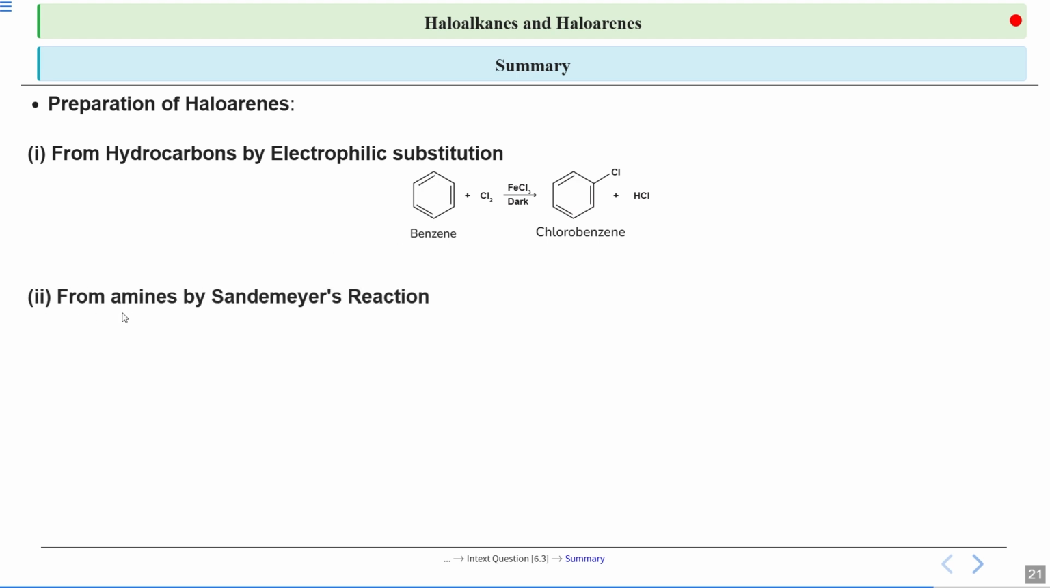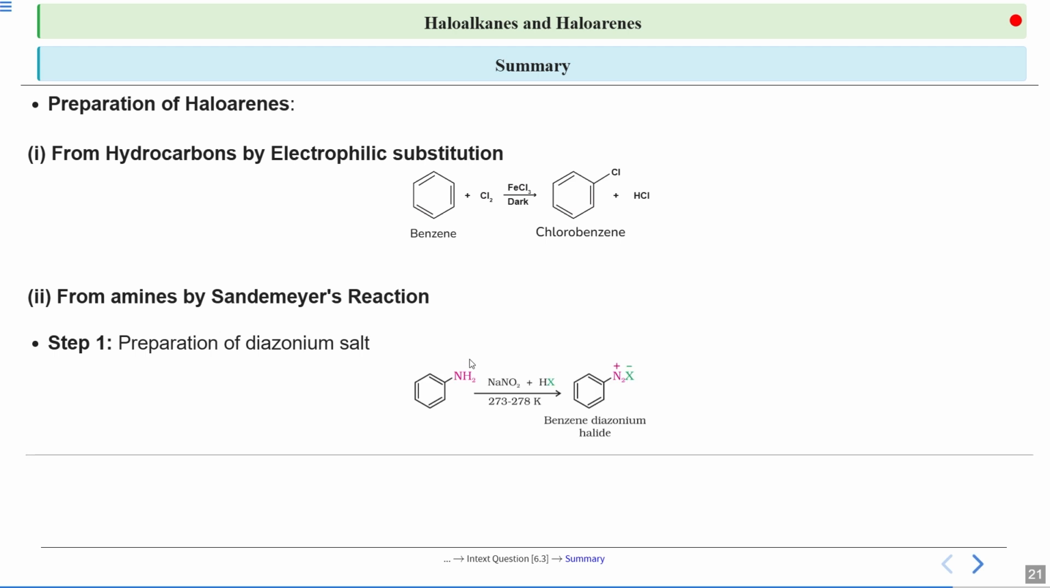The second preparation method was from amines by Sandmeyer's reaction. This includes the preparation of a diazonium salt. Step 1 is the preparation of the diazonium salt. A primary aromatic amine reacts with sodium nitrite dissolved in cold aqueous mineral acid. In a specific temperature range this reaction happens, and you will get a diazonium salt or benzene diazonium halide, that is benzene attached with N2 positive and X negative.